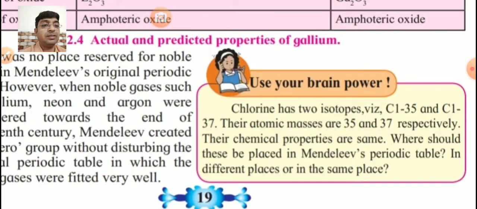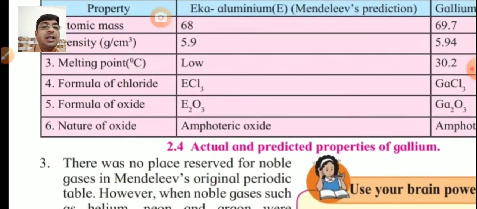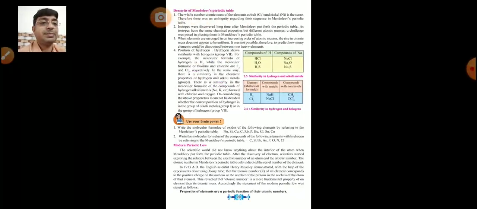Now use your brain power. Chlorine has two isotopes, chlorine 35 and chlorine 37. Now these numbers indicate their atomic masses. Their atomic masses are 35 and 37 respectively. Their chemical properties are the same because the atomic number is the same. Where should these be placed in Mendeleev's periodic table? In different places or in the same place? So you find out the answer on your own. So these are the merits given here. Three merits are given. Now next page.